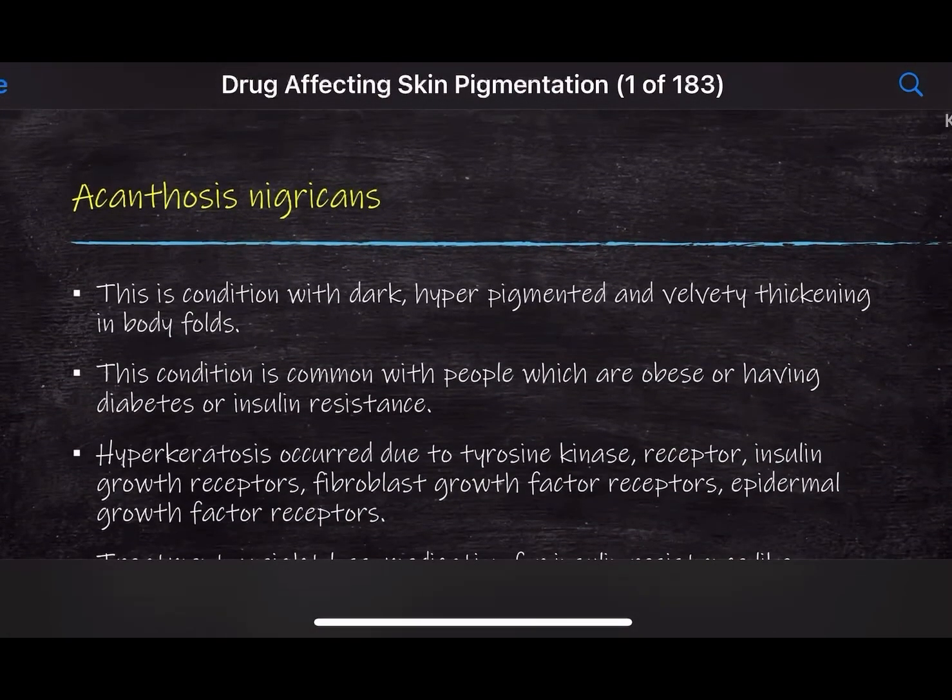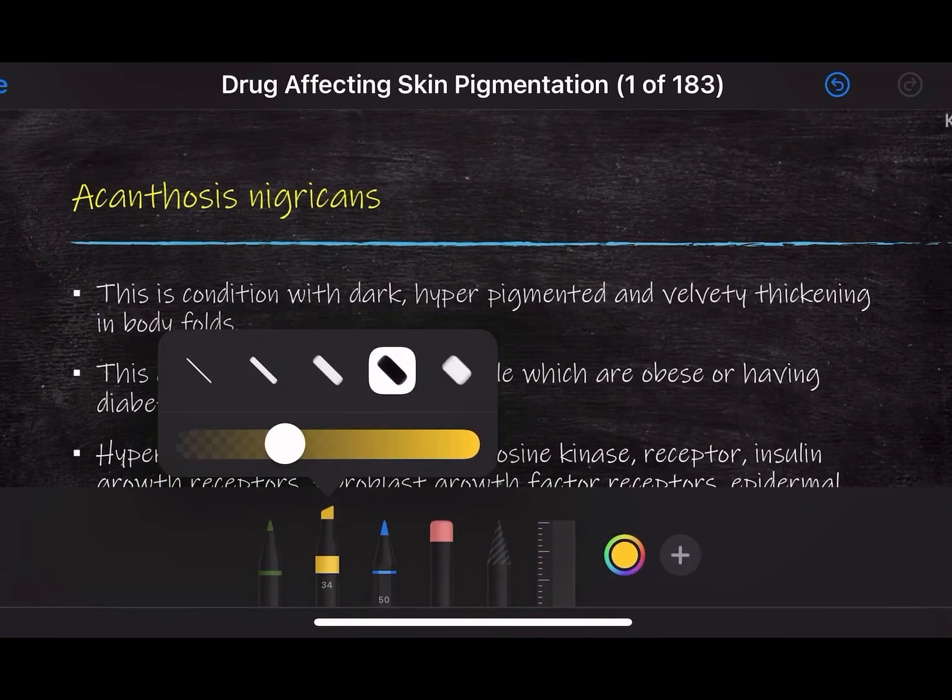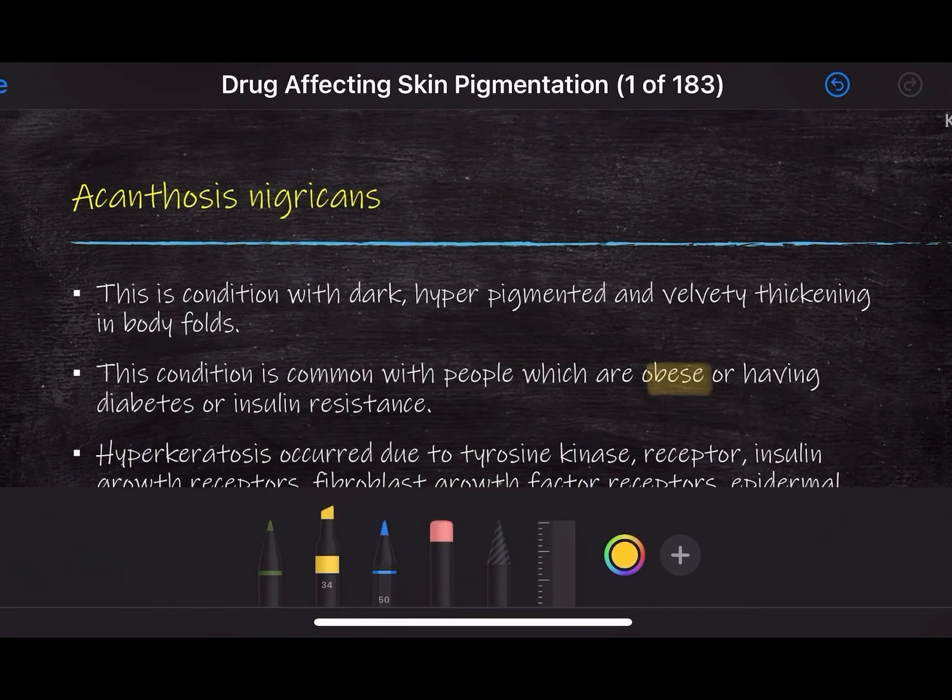Now we will discuss the disease associated with skin pigmentation, that is acanthosis nigricans. This is a condition with dark hyperpigmented velvety thickening in body folds. In body folds we can see dark hyperpigmented and velvety thickened patches. This condition is common in people who are obese or having diabetes or insulin resistance. So this is a problem particularly seen in patients who are obese, meaning overweight, or having problems like diabetes. Inside their body there is a resistance to insulin. So this condition is common in these people.